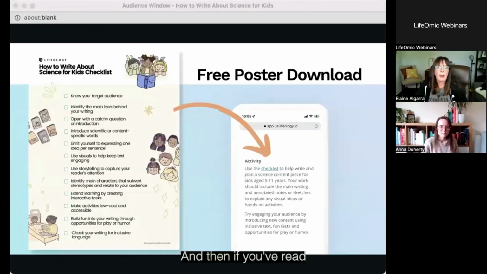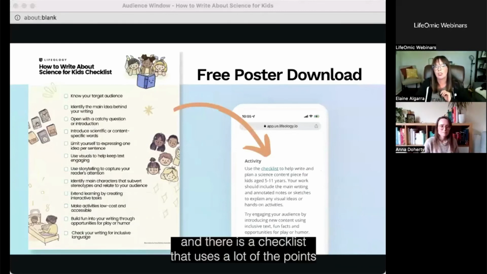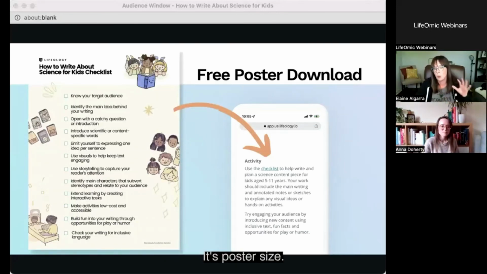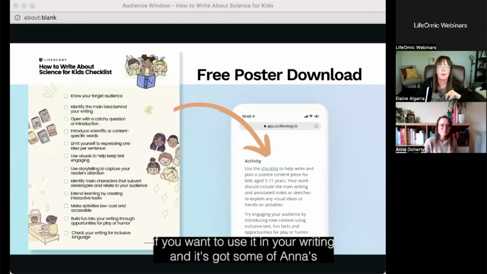And then if you've read our Lifeology course, at the end there's an activity card, and there is a checklist that uses a lot of the points that we've gone over today. It's poster size. You can download that if you want to use it in your writing.